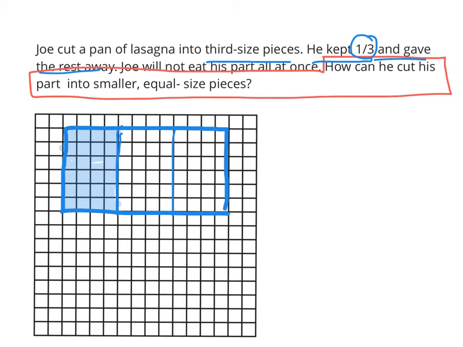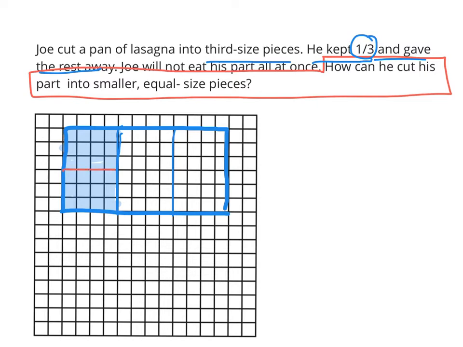So if he wanted to cut his part, which we know by now is just the shaded part here, because again, he kept 1/3 and gave the rest away. This part he gave away. This is his portion, but we're leaving this whole lasagna pan here just so that we can make sure that we're understanding the fractional pieces we're talking about. So this is his part right here, which is 1/3. He can cut it into 2 equal pieces. So if we're taking this part, let's go ahead and cut it into 2 equal pieces. So it would look something like this.